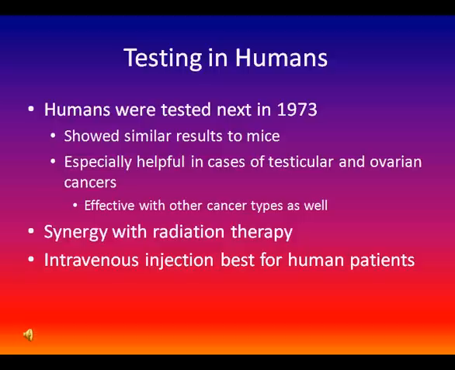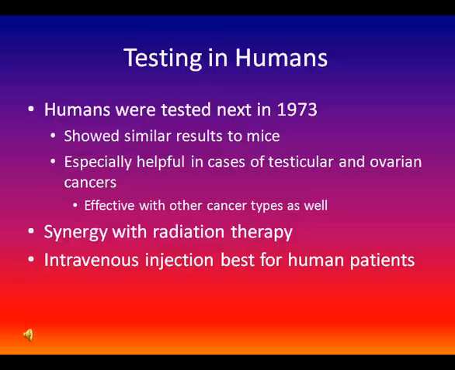Rosenberg and his research team decided to move on to testing humans in 1973. They administered the doses of cisplatin on patients who were also undergoing radiation therapy, and like the mice, the humans who received doses of cisplatin showed signs of improvement.